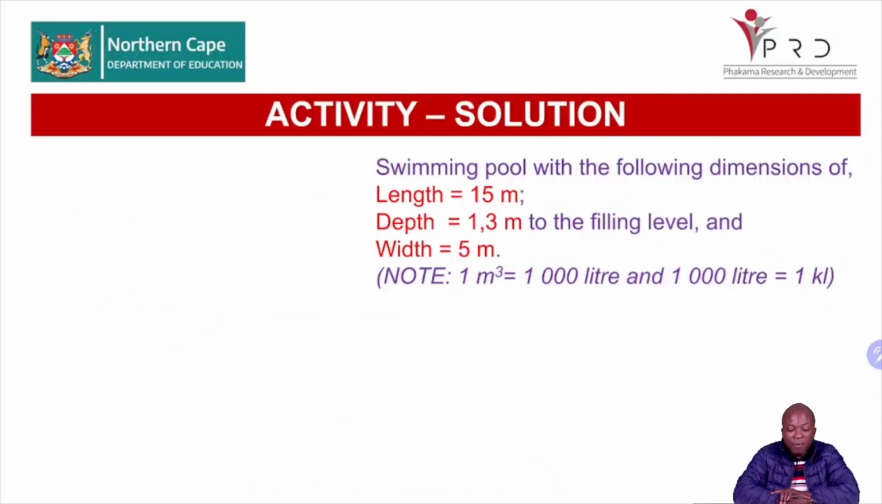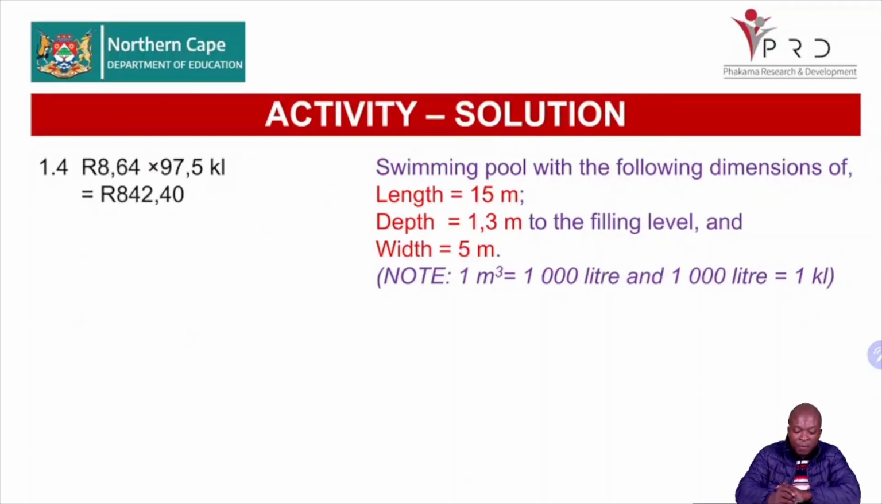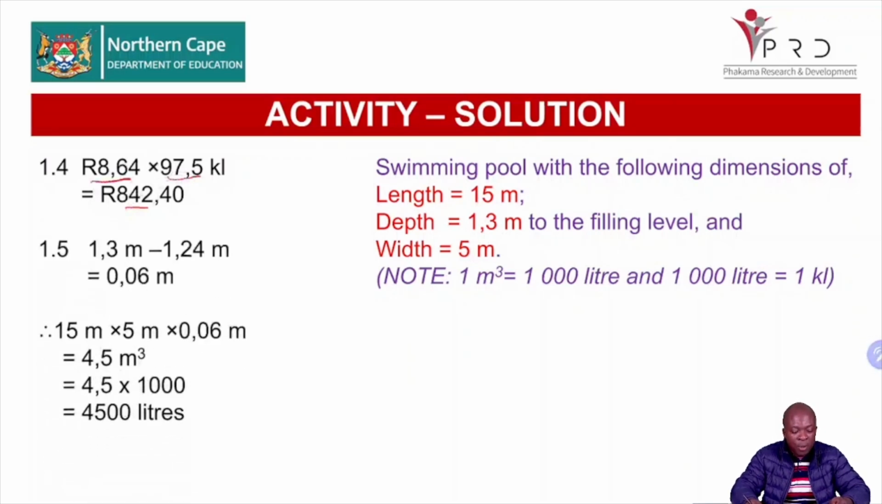Now, I've given you the same information here. So let us go on with 1.4. I've given you all the measurements, that way we don't have to keep on going back. So we are saying that the pool needs to be filled. Every kiloliter, they charge you 8.64. So 8.64 times how much water in the pool, which is 97.5 kiloliters. That is how you see me getting 842 rand and 40 cents.